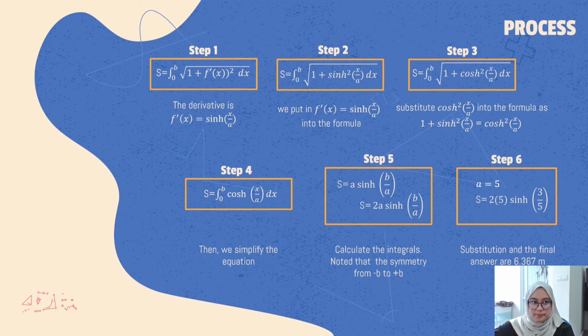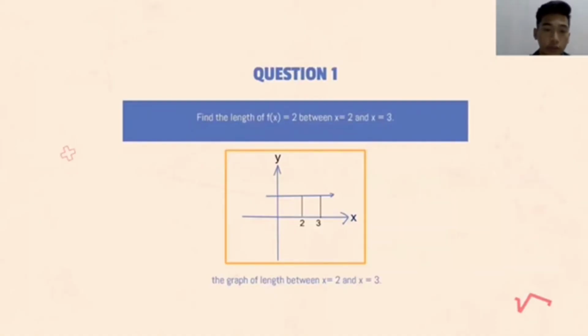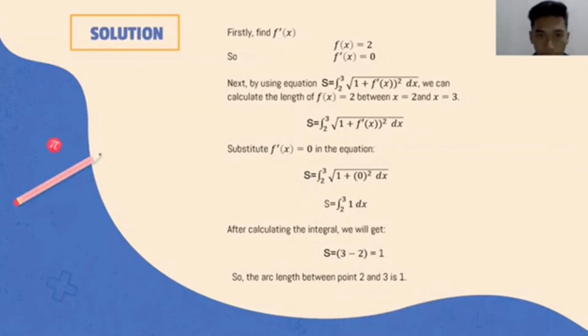Thank you. Okay, now for question 1, it wants us to find the length of f(x) equal to 2 between x equal to 2 and x equal to 3. As we know, f(x) equal to 2 is a straight line, so we can see it in the slide. For the solution, firstly we need to find f prime x. To find f prime x, we differentiate f(x) equal to 2, so we will get f prime x is equal to 0.